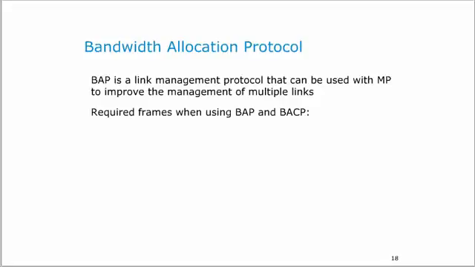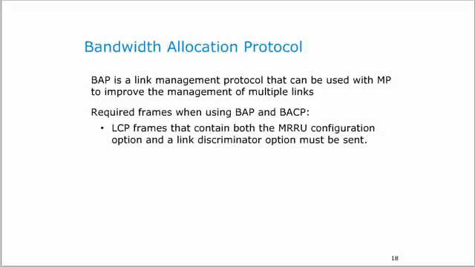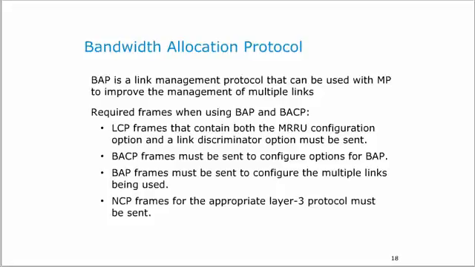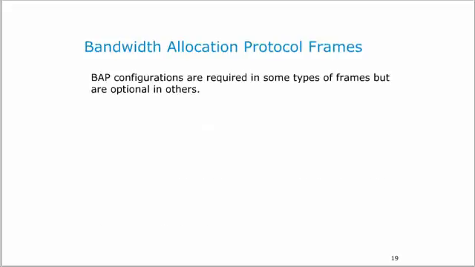When BAP is being used, peers must exchange the following frames: LCP frames that contain both the MRRU configuration option and a link discriminator option, BACP frames to configure options for BAP, BAP frames to configure the multiple links being used, NCP frames for the appropriate Layer 3 protocol, and MP frames. BACP is explained in a later section. BAP configurations are required in some types of frames, but are optional in others. To understand when configuration options are required, you must understand BAP frame types.